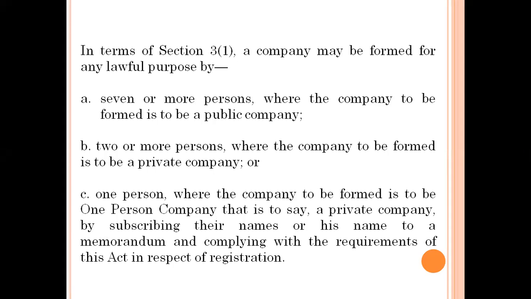So what is the minimum number of members in a public company? 7 members. And what is the minimum number of members in a private company? It is 2. But already we know that there is also the OPC, the one person company, where the company is formed to be an OPC, that is to say a private company, by subscribing their names or his name to a memorandum and complying with the requirements of this Act.